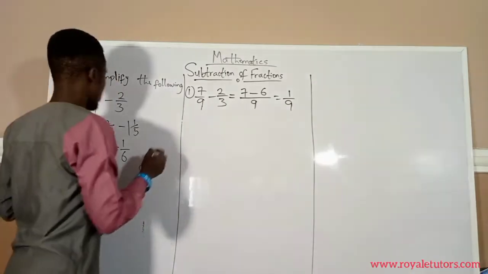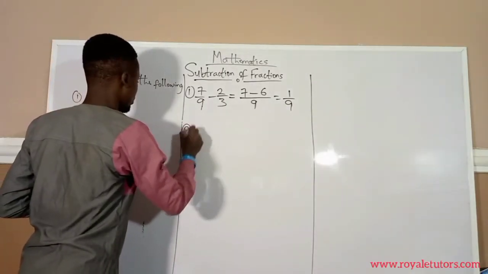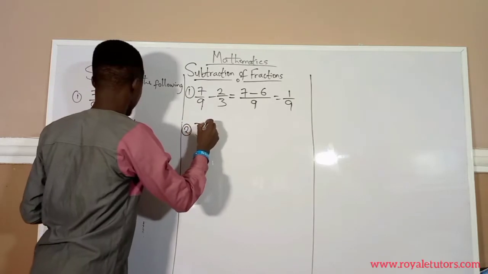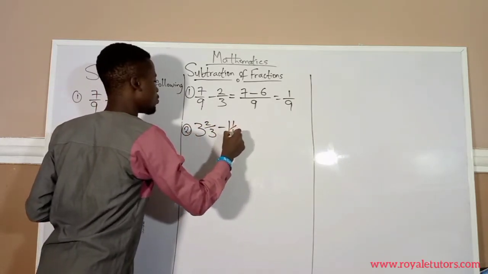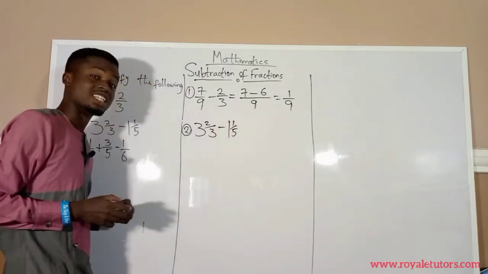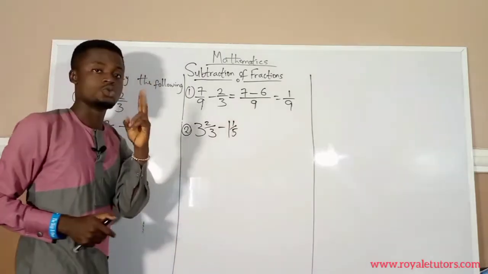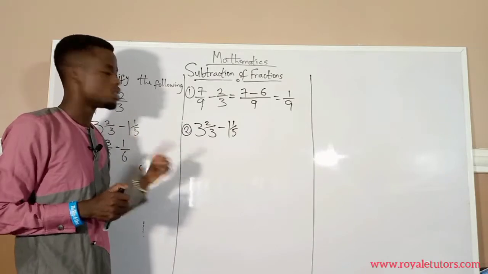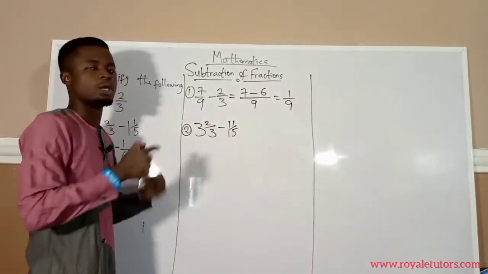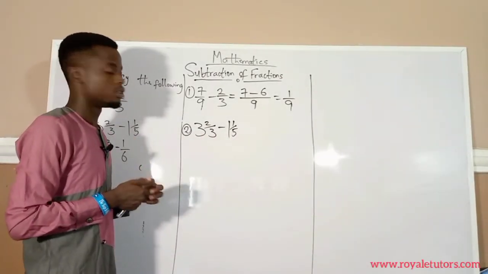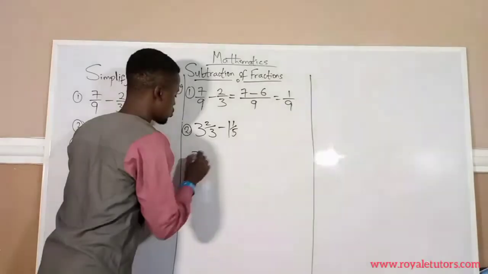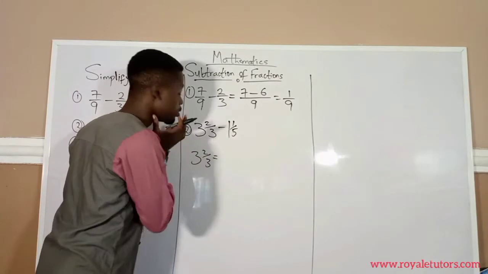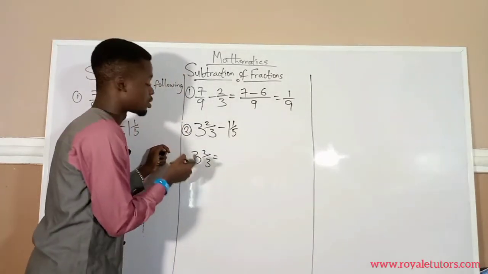Okay, so let's go ahead to number 2. 3 whole number 2 over 3 minus 1 whole number 1 over 5. I told us also in addition that whenever we're having mixed fractions, we can do it in 2 ways. I'm going to do the 2 ways. The first one is you can change each of the fractions to improper fractions. If you change this one, 3 whole number 2 over 3, to an improper fraction, what do you do?